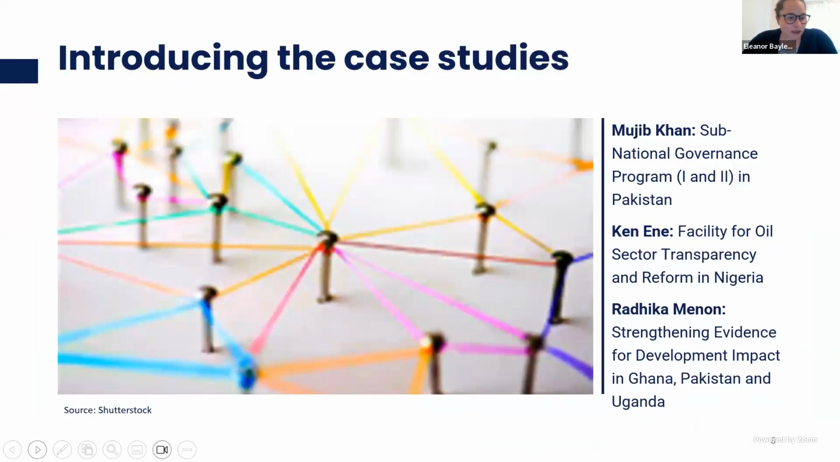Thank you. I just wanted to briefly introduce the case studies. Firstly, we'll have my colleague Majid, who is going to talk about a program in Pakistan. We'll then move on to Ken, who's talking about a program in Nigeria. And finally, we're going to have a talk from Radhika, who's going to talk about a global study that goes into a different dimension of PEA, which is about strengthening evidence. So thank you very much. I'll hand over to Majid now.